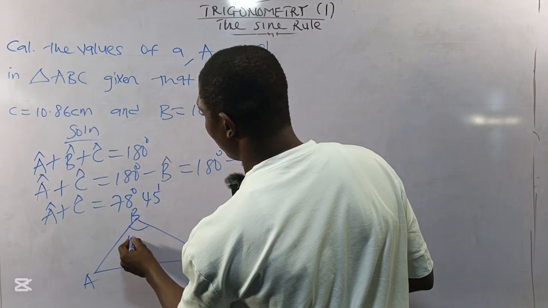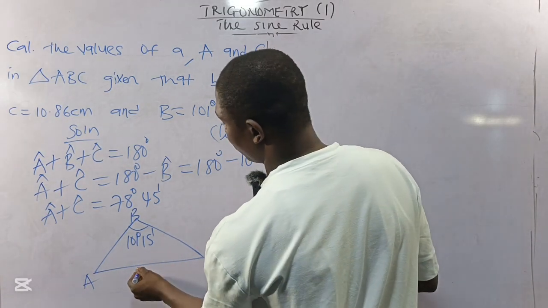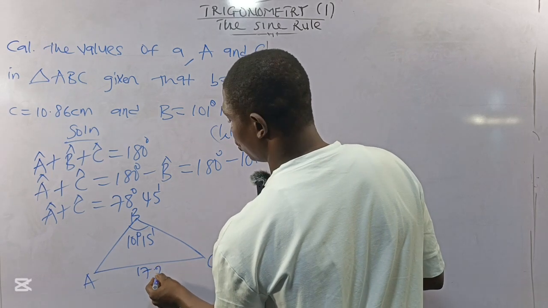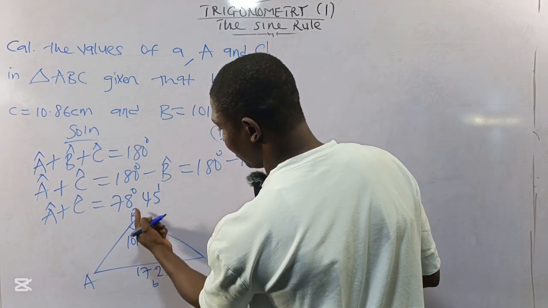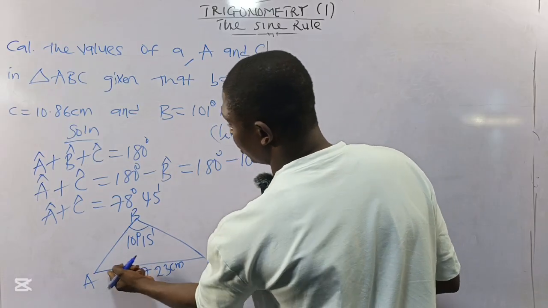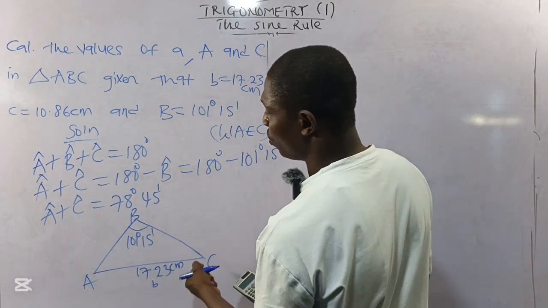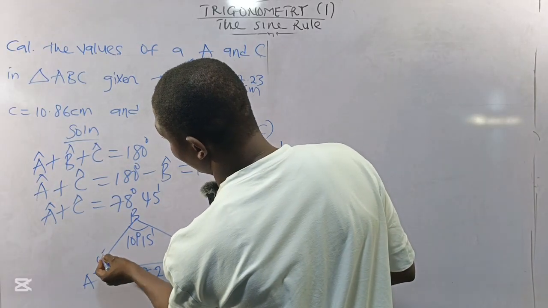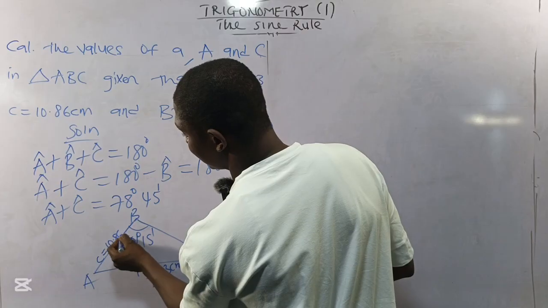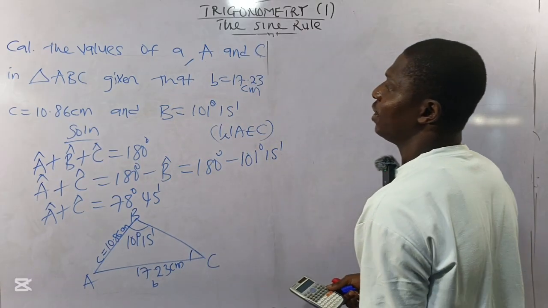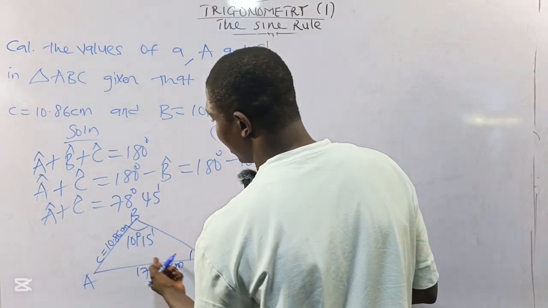So we have 101 degrees 15 minutes, and our side B was given as 17.23 cm. I can put my small b here because this angle is facing this side, so this becomes my side B, which equals AC. And I have small letter c, facing this angle, equal to 10.86 cm. So I have one angle and two sides.